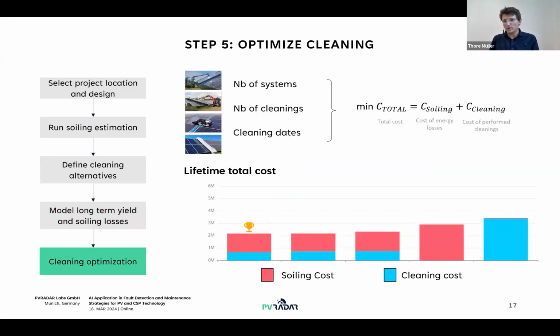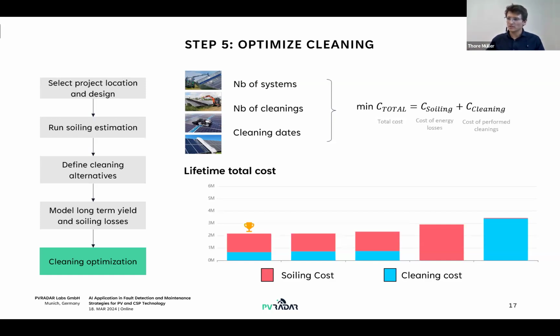Finally, so again, where are we now? We now have our estimation of the soiling conditions in the future, and what we do now is test the different cleaning technologies, the different cleaning packages that have been selected. We find out the optimal number of systems, the optimal number of cleanings, and the optimal date at which it needs to be cleaned. And that, of course, can be different in every year. And the result is a total cost of ownership for each of the alternatives.